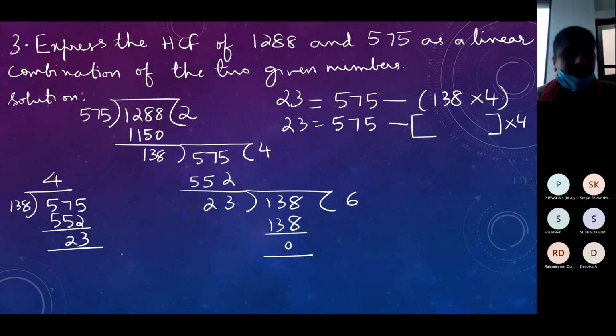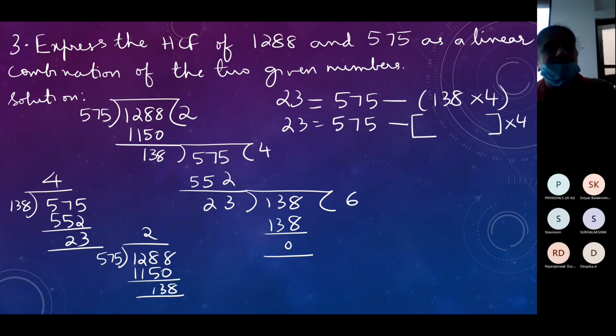Now, what is 138? Look at that stage. 1288, 575 two times is 1150 and the remainder is 138. So the remainder is 138. Replace the remainder. Here we have three numbers, of which this is the remainder. We're going to replace only the remainder. So the remainder 138 is equal to the dividend 1288 minus the divisor 575 into the quotient 2. Correct? We are done with the remainder. Now we just have to simplify this.